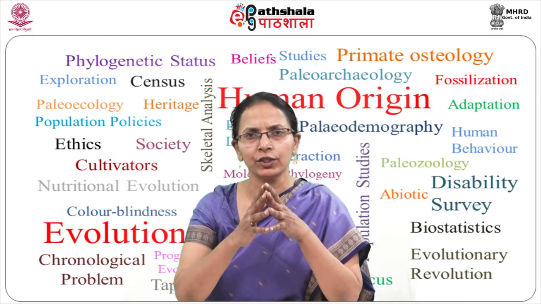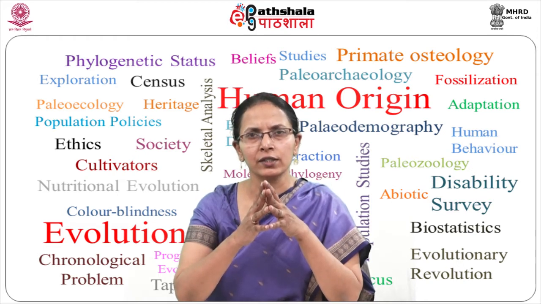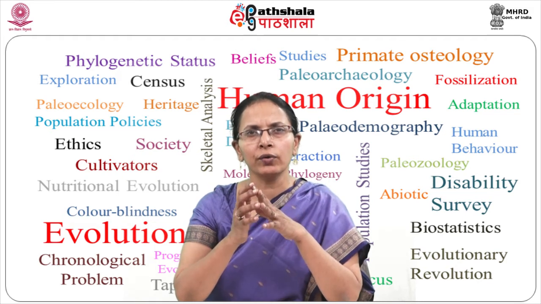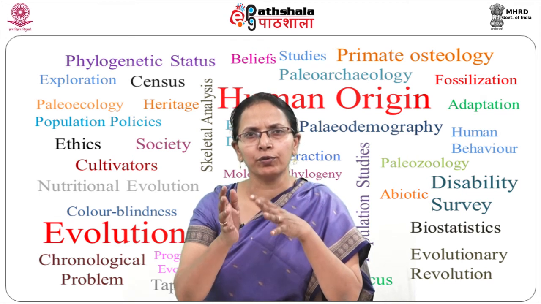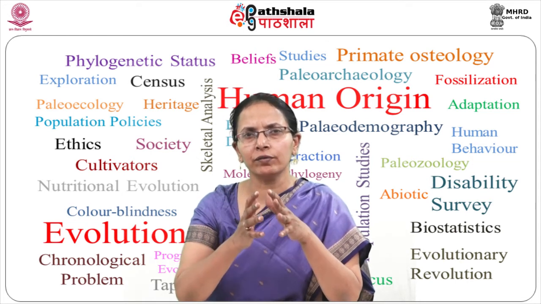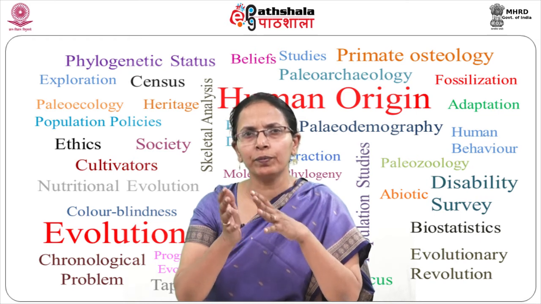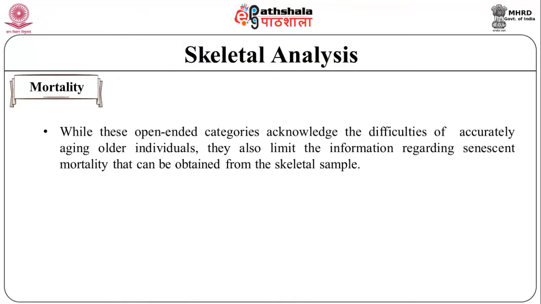modern anthropological populations. If skeletal elements are missing or incomplete, transition analysis allows for age estimation using only the features that are observable. One of the most significant benefits is the promise of improved estimates of age for older adults. Many methods of adult age estimation have an open-ended terminal age category. While these open-ended categories acknowledge the difficulties of accurately aging older individuals, they also limit the information regarding senescent mortality that can be obtained from skeletal samples.